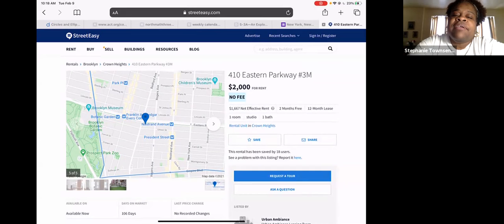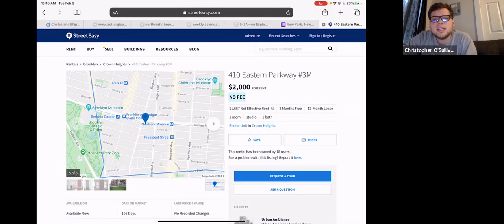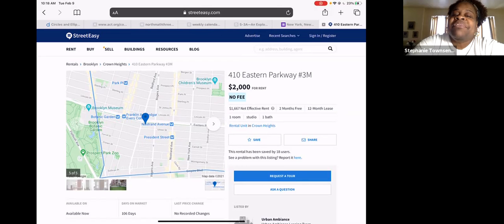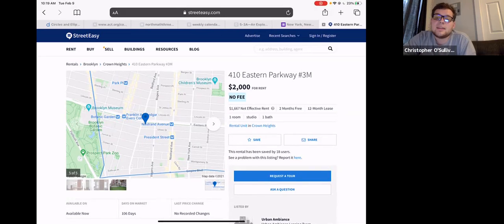You forgot to use that nice vocabulary word that we like. Oh, it's geographically convenient? No, that $1,667 is the net effective rent. Good. So I have 2 free months on my lease. So there are 2 months where I'm not paying rent or I'm just paying the net effective for that month. So I'm getting a $2,000 a month apartment for $1,667, which in my book, I think is actually a pretty good steal, especially for the location and convenience.